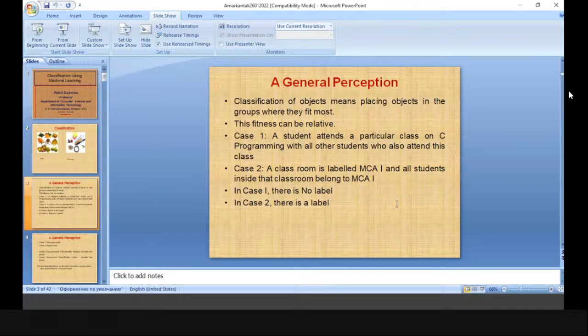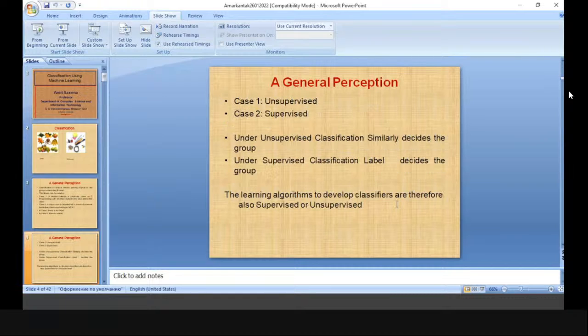So you have seen two places. One, a classroom without a label on the front of the classroom, and the other, a classroom with a label, MCA 1 or some other, so that the students do not have anything to check. They simply check the label and enter the class. Accordingly, we have majorly two types of classification. One is unsupervised, the case one, and the case two is supervised.